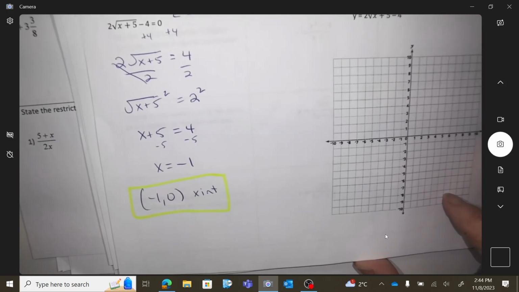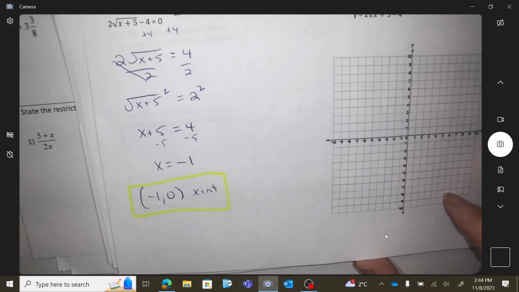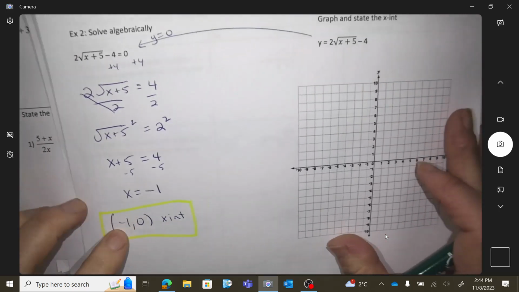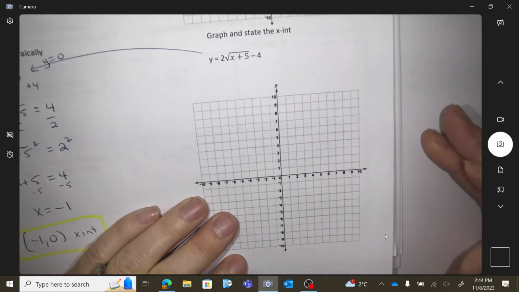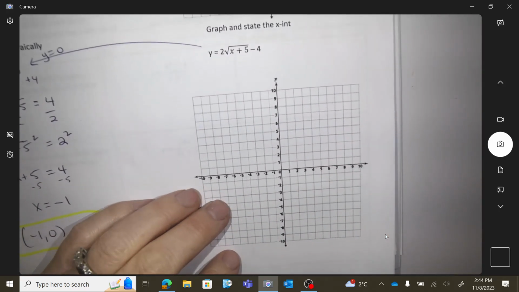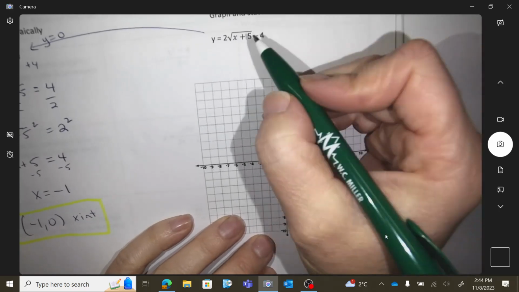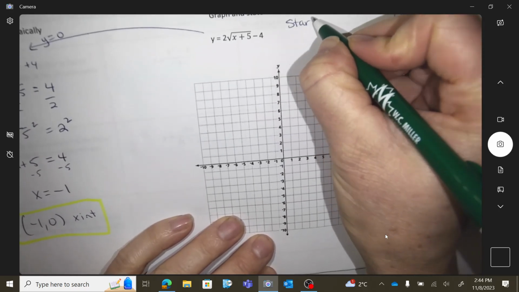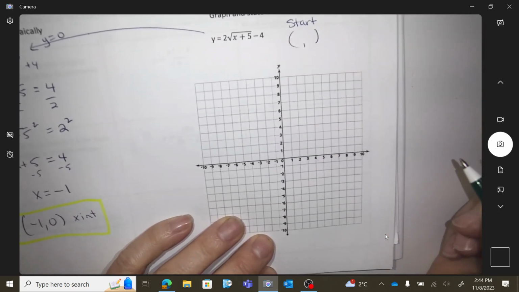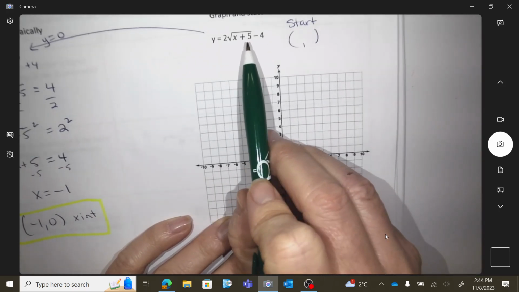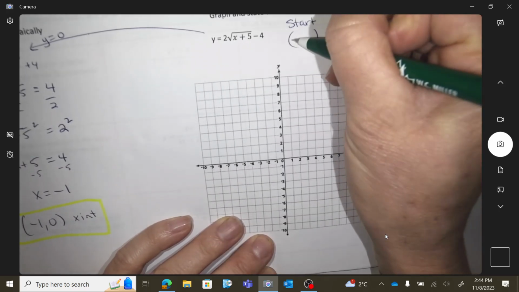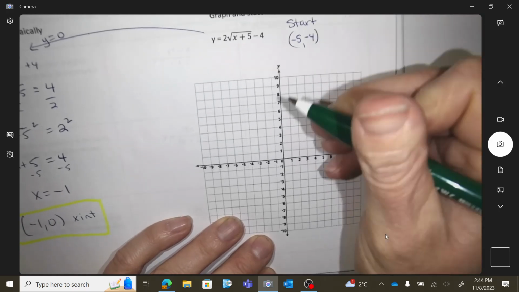Okay, so -1, that's what I got. That's my x-intercept. Okay, so this is a y equals, so we're going to graph it. I need to start where? Which direction am I going to move? Left 5, down 4.